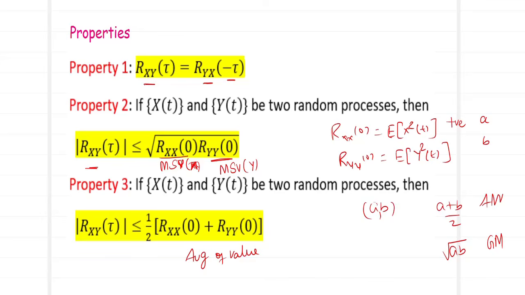So for the two positive numbers a and b, the arithmetic mean is (a plus b) by 2 and root over ab will be its geometric mean. And we know that the arithmetic mean will always be greater than or equal to the geometric mean. That is, root ab will always be less than or equal to (a plus b) divided by 2. So this is the geometric mean of the two positive values, and this is the average value or the arithmetic mean, and hence we can say on comparison that Rxy is less than or equal to half into Rxx of 0 plus Ryy of 0.